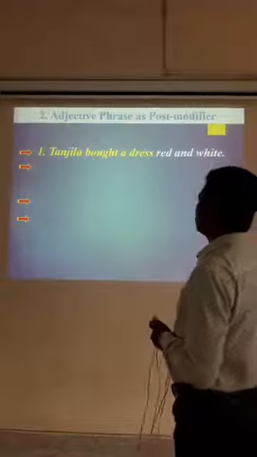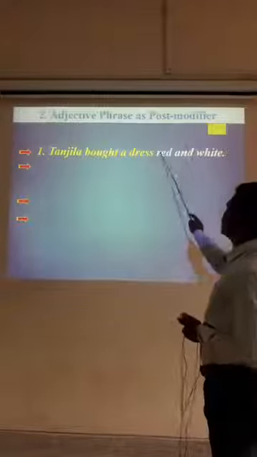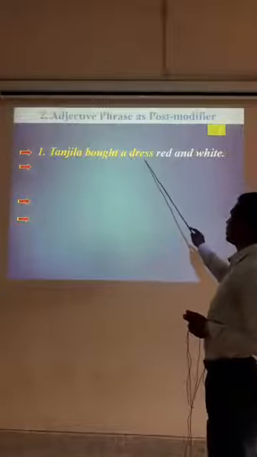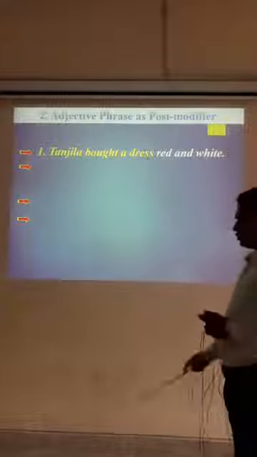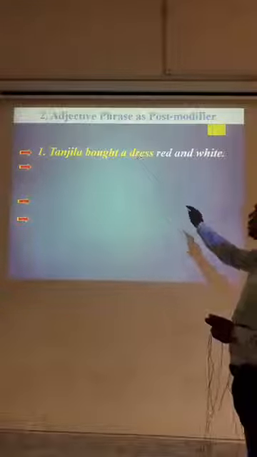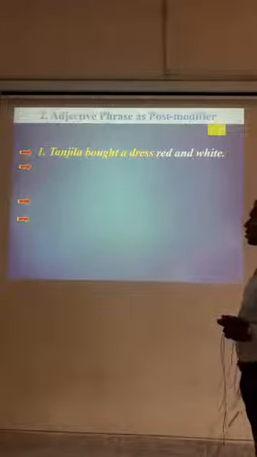Now number 2, adjective phrase as post modifier. Now we will see the adjective phrase as post modifier. Number 1, Tanjila bought a dress red and white. Red and white is used here as a phrase, and sitting after the dress it says something about the dress. For this reason, it is called a post modifier. This phrase is used there as post modifier.